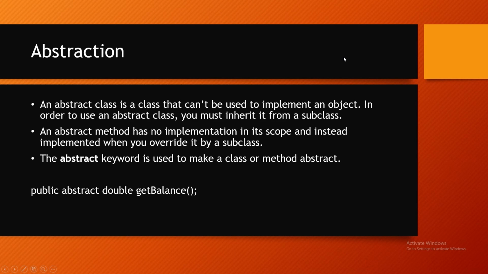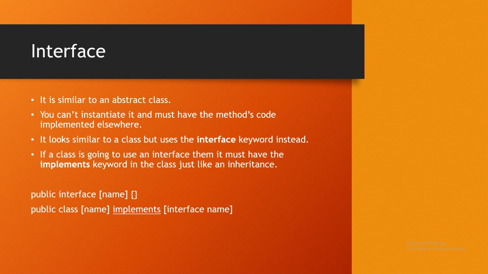So before I show an example, I want to cover interface. An interface is essentially similar to an abstract class. You can't instantiate it and must have the method's code implemented elsewhere. It looks similar to a class, but uses the interface keyword instead. If a class is going to use an interface, then it must have implements in the class declaration, just like inheritance. So this is how an interface would look, and this is how you use an interface.